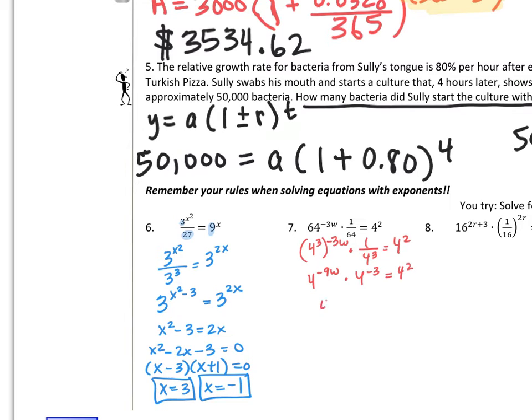Now I can add those exponents, but I can't actually add them because they're not like terms. But I can make it have the same base on both sides. So now that I have the same base on both sides, use my one-to-one property. Negative 9w minus 3 is equal to 2. So negative 9w would be equal to 5. So w is negative 5/9. That's a weird answer, but that is it.